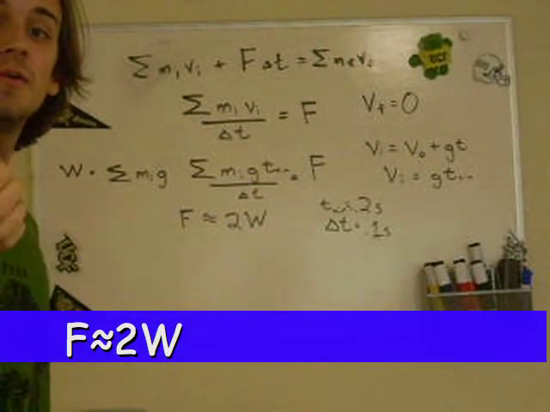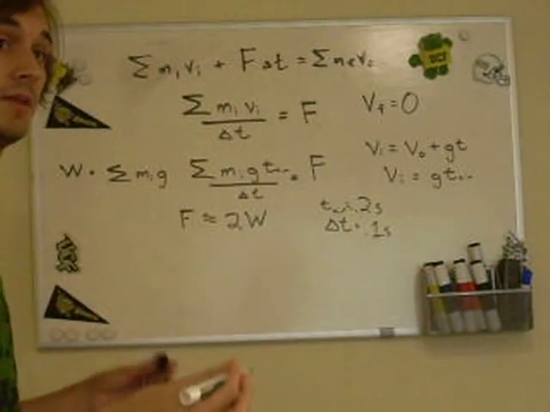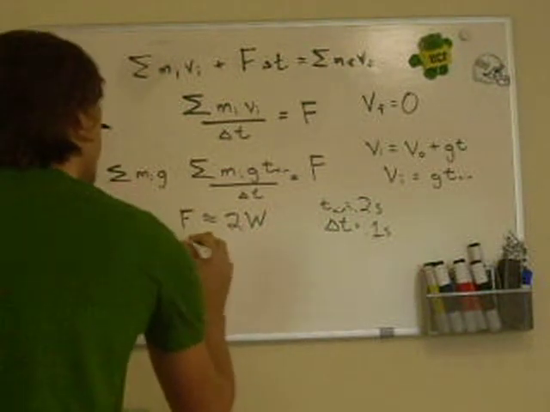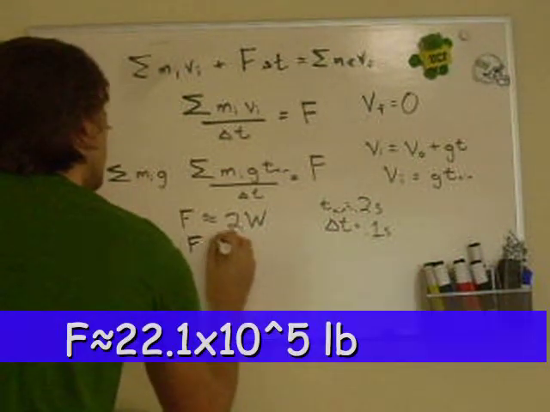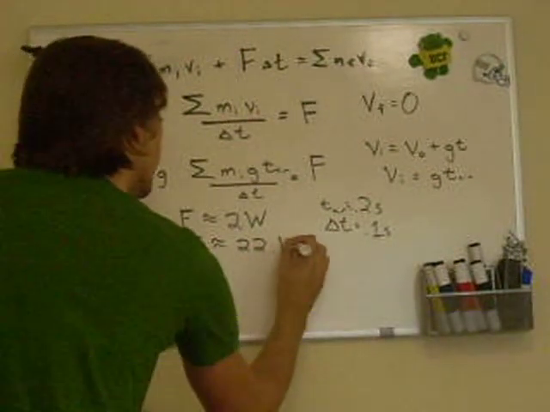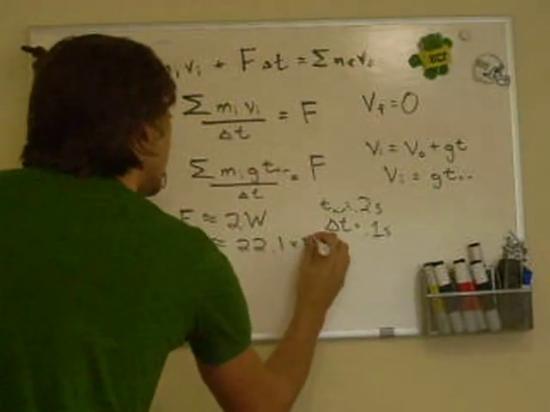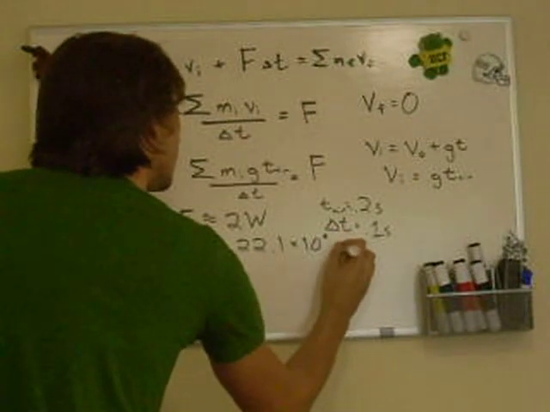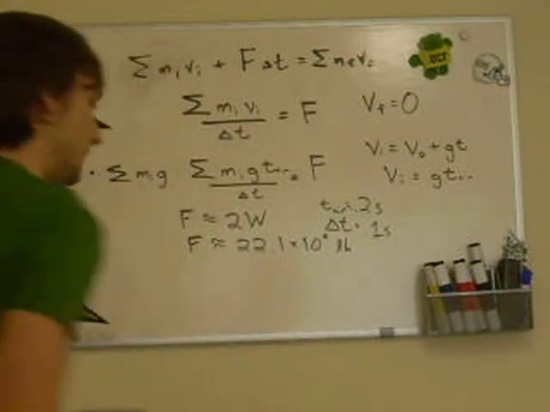2 times 11.05 times 10 to the 6th power, which will give us 22.1 times 10 to the 6th pounds.